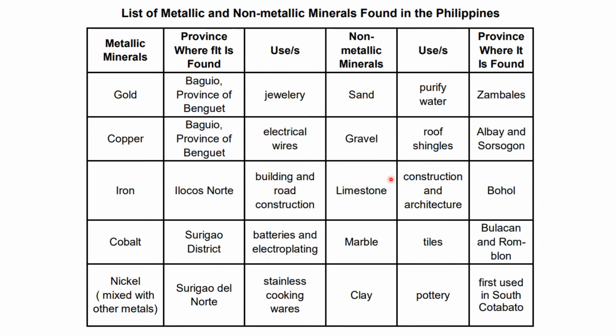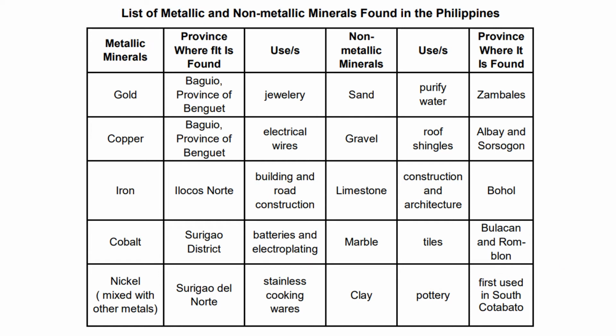Limestone is used for construction and architecture. It is found in Bohol. Marble is used for tiles. It is found in Bulacan and Romblon. Clay is used for pottery, and it is first used in South Cotabato.